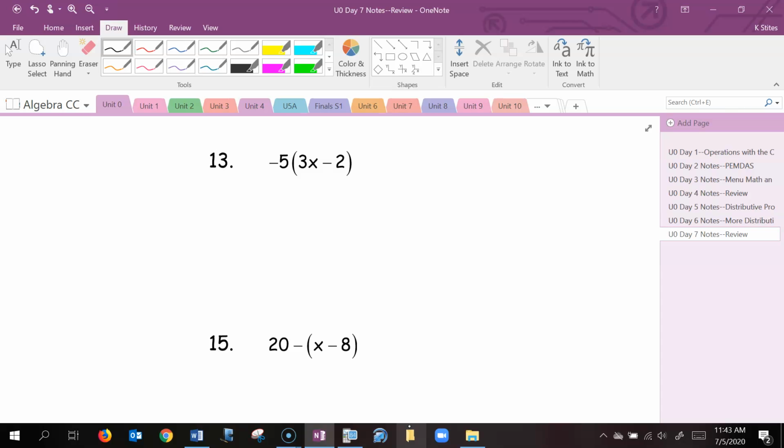Number 13, parentheses, this is distributive property. We'll distribute that number out front. Be careful of your signs. Negative 5 times 3x is negative 15x. And negative 5 times negative 2 is a positive 10. Negative times a negative is a positive.